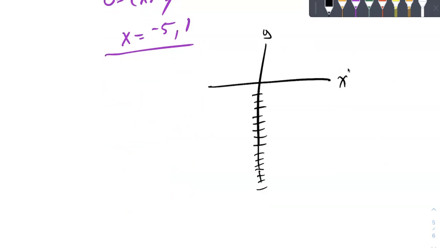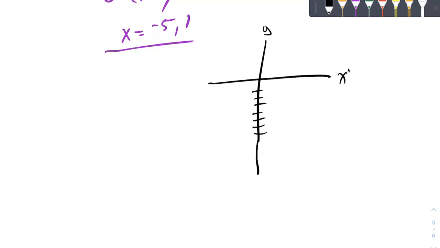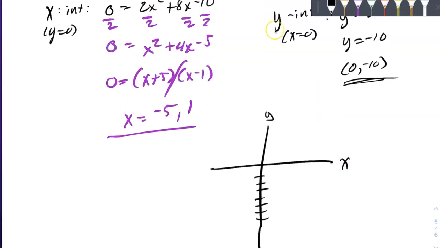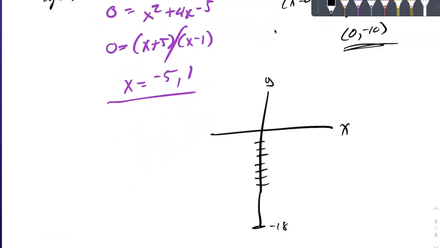How about we just go, hey, that's negative 18. So there's negative 18, and we want negative 2 and negative 18. It's not going to be perfect, but I'm the one who picked negative 18. So down here is my vertex. My axis of symmetry would also cut that in half.